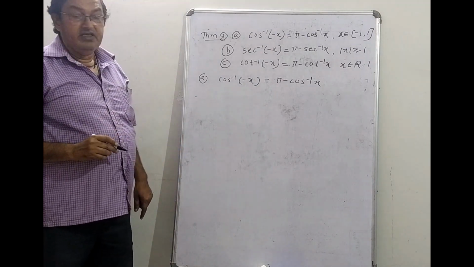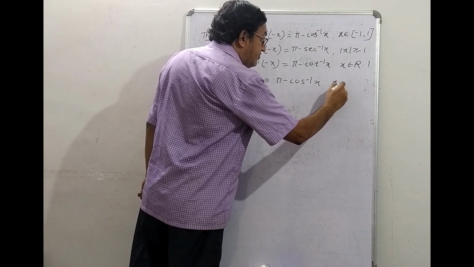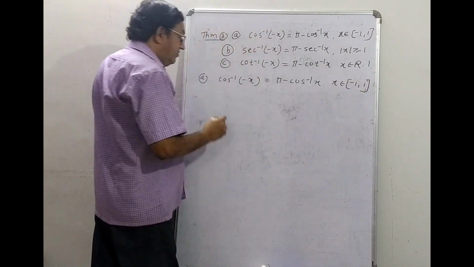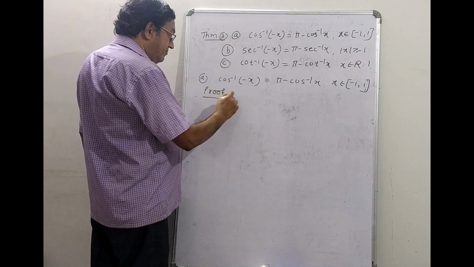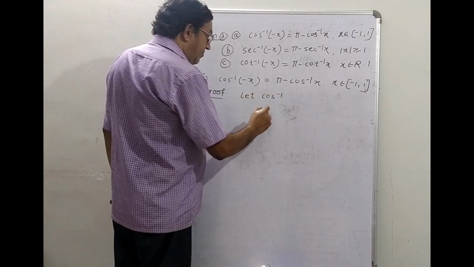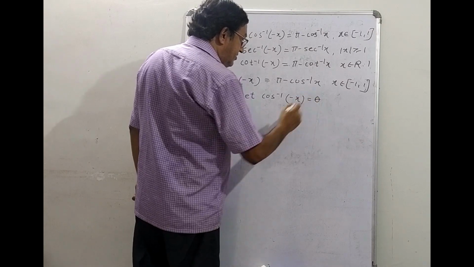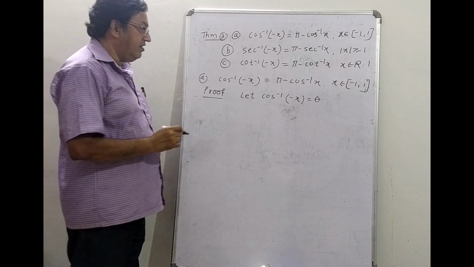Cos inverse of minus x is pi minus cos inverse of x, where x belongs to minus 1 to plus 1. So I will start with, let cos inverse of minus x is equal to theta.